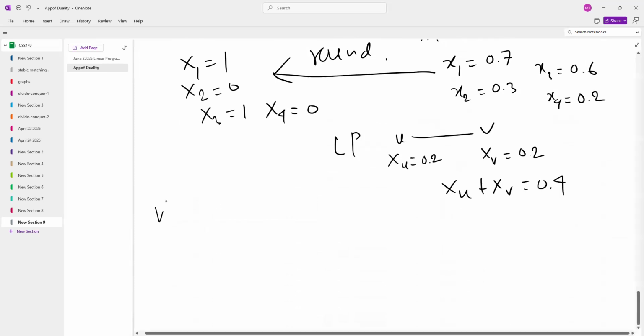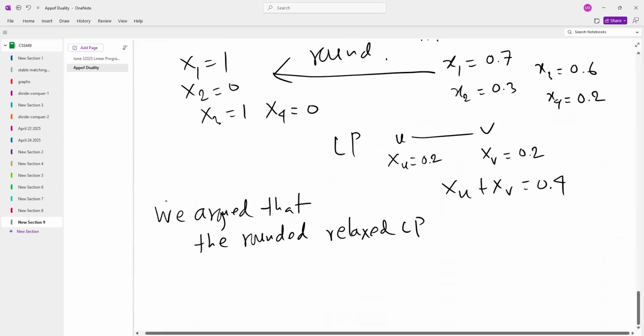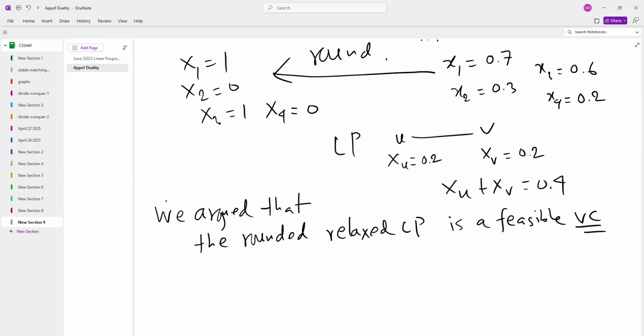So we argued that the rounded relaxed LP is feasible. It is a vertex cover, right? But what we also, so now we know that if you run this solution, it's going to be fast because it's an LP, and we know that it gives us a valid solution, but we don't know how bad it is compared to the optimum. So we need some guarantee on that also. Okay?